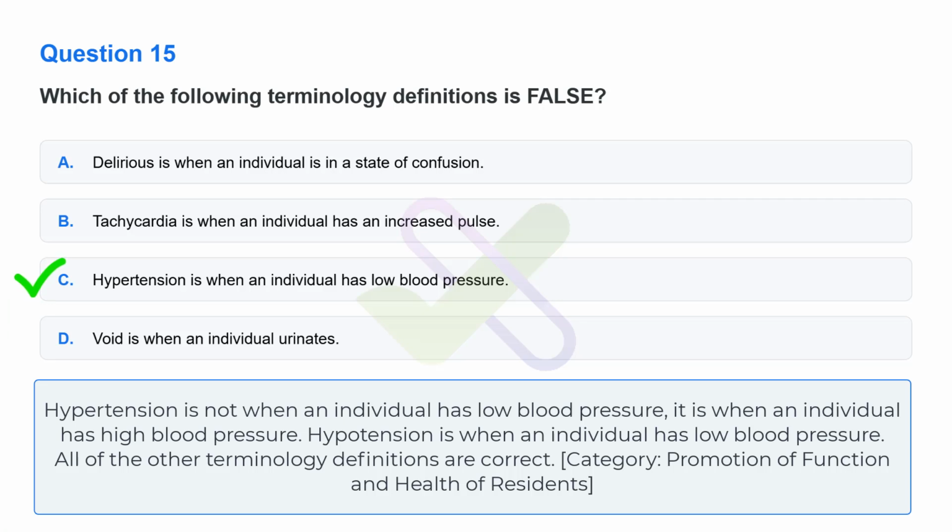The correct answer is C. Hypertension is when an individual has low blood pressure. Hypertension is not when an individual has low blood pressure, it is when an individual has high blood pressure. Hypotension is when an individual has low blood pressure. All of the other terminology definitions are correct. Category: Promotion of function and health of residents.